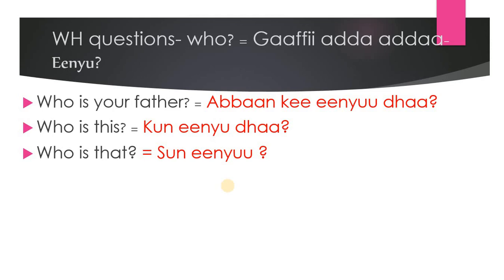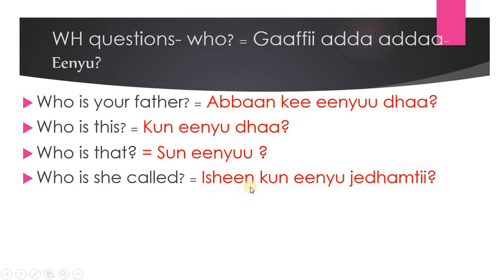Who is that? That, sun. Kun is this, sun is that. Sun eenyu. We can again make the same questions like before. We can avoid one u from here. Sun eenyu. Sun eenyudha. Four types of question can be asked based on the circumstances, but the question is still the same.